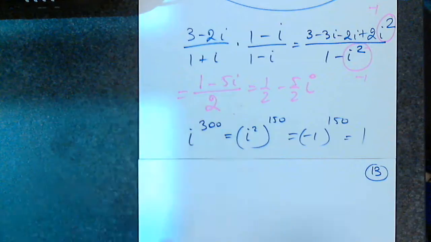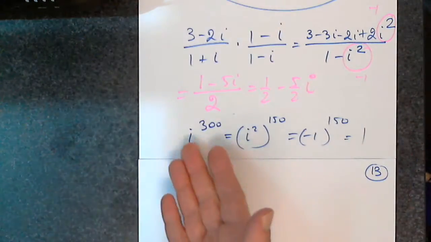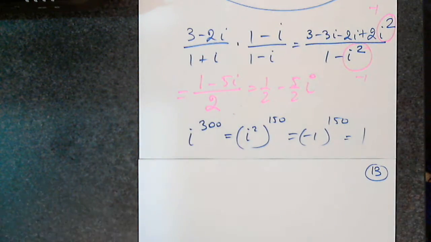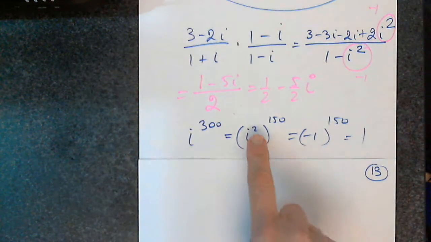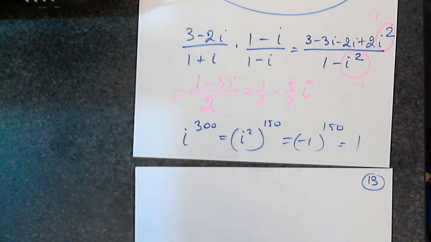Professor, can you explain that concept one more time? You say I only have i squared available. So I can present i to 300 using i squared. So I divided 300 by 2, so I have 2 times 150. i squared is -1. -1 raised to an even number is 1.